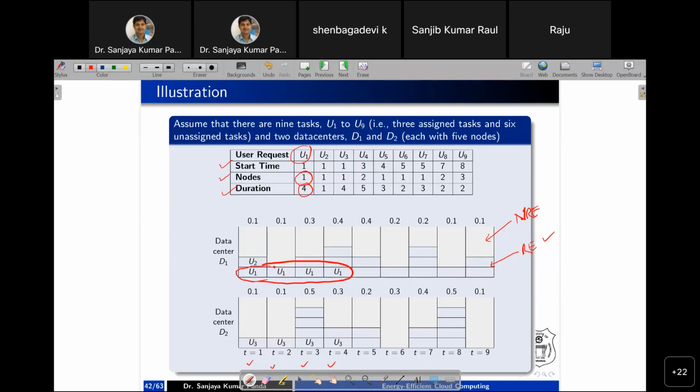Okay. Now coming to U2. U2 requires only one node for 1 unit of time. So you can assign here or you can assign here. Both are the same. So we have assigned to data center 1. Now when U3 comes into the picture, U3 can be assigned here in data center 2, or it can be assigned here. If you assign to data center D1, then you can see 2 slots are non-renewable and 2 slots are renewable. But when you assign to data center 2, all the slots are renewable. So obviously data center D2 is a better solution in comparison to data center D1.